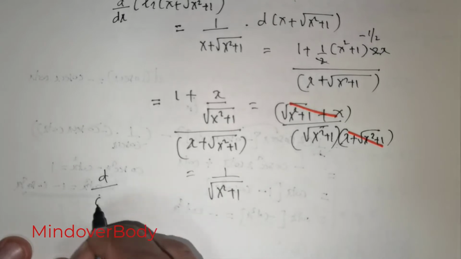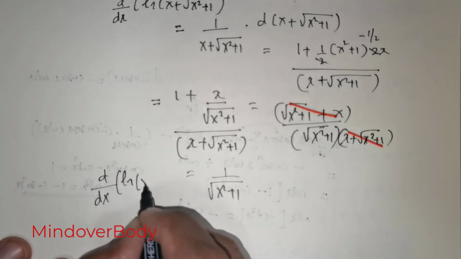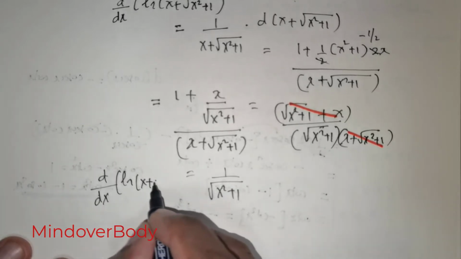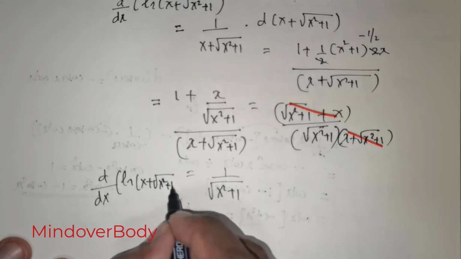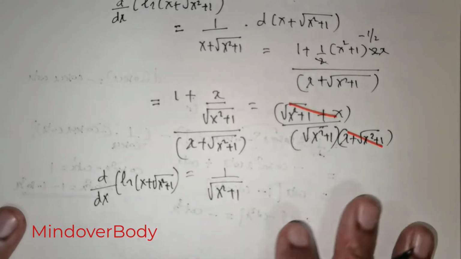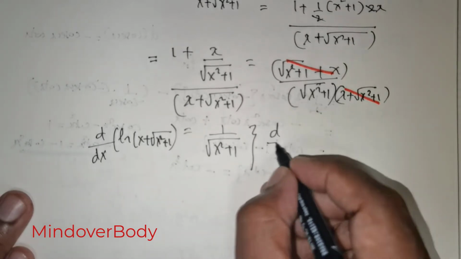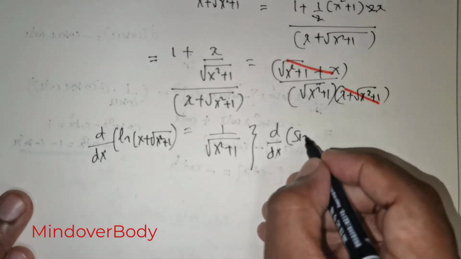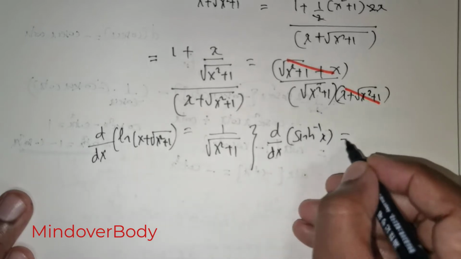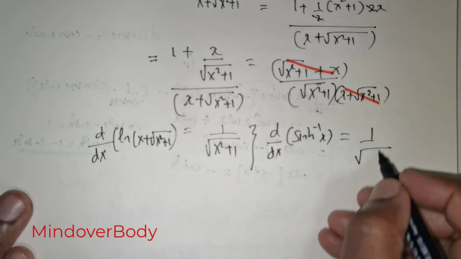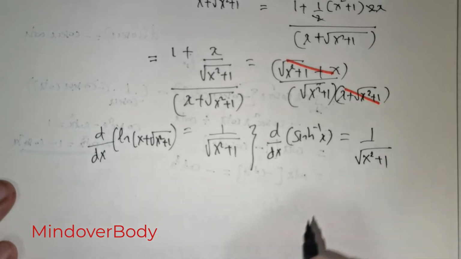What is this? This is nothing but differentiating ln of x positive root of x squared positive 1. This is what we got. Now why did I show you this? Because in the previous question we had to differentiate sin inverse of x and we got the same result, 1 over root of x squared positive 1.